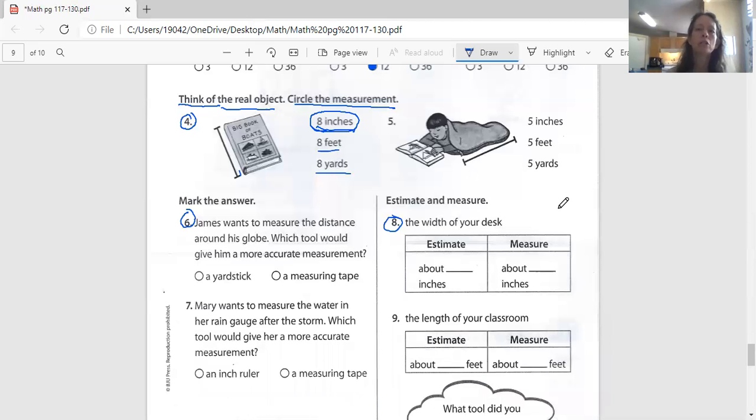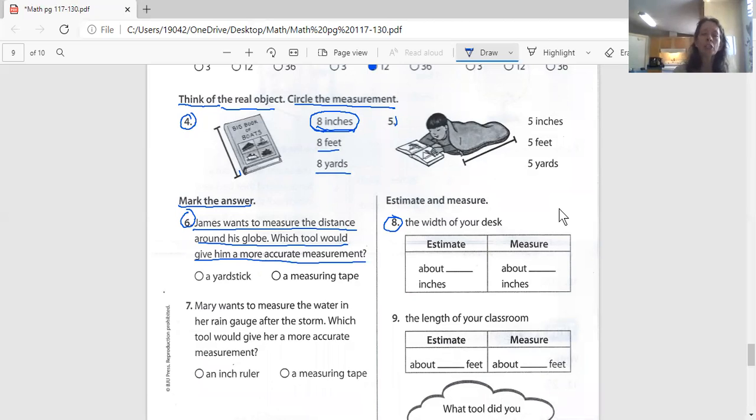All right, and now we're on to number 6, because remember, 5 is an odd number. We're not going to do it today. And it says, mark the answer. All right, and let's read it together. It says, James wants to measure the distance around his globe. Which tool would give him a more accurate measurement?